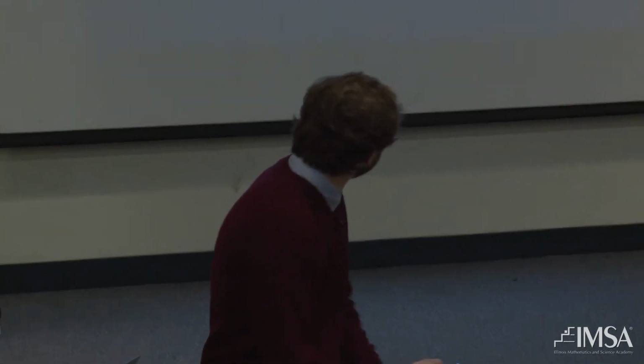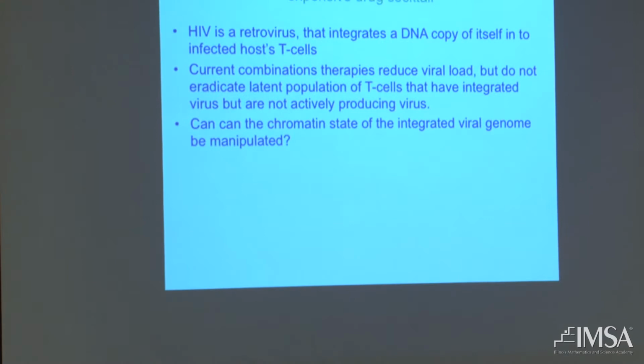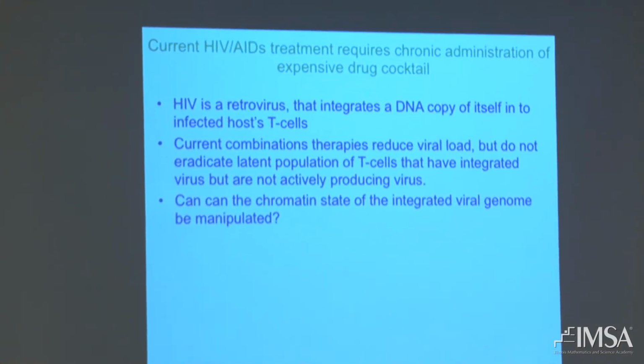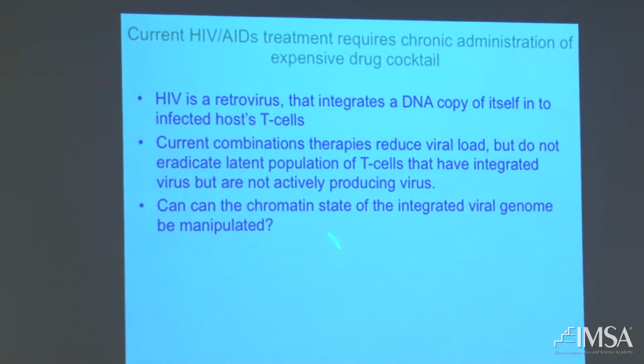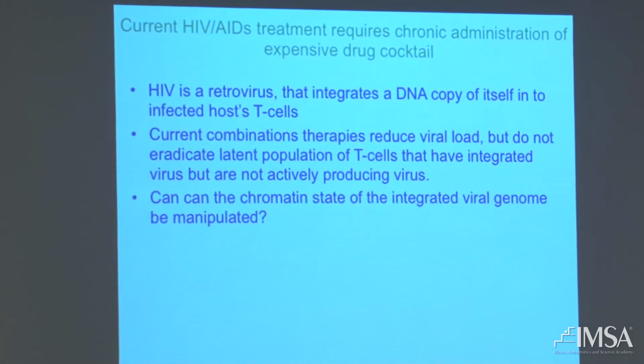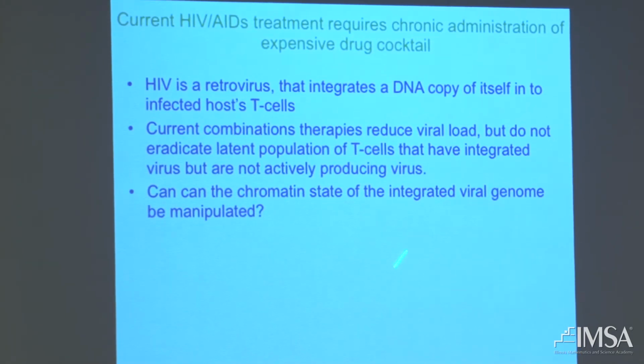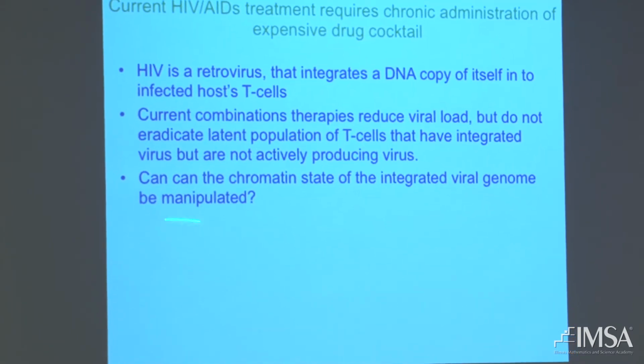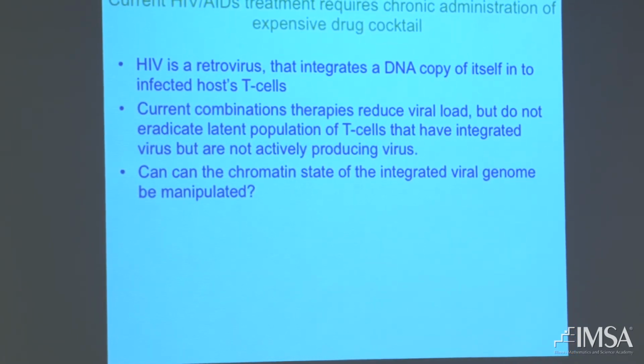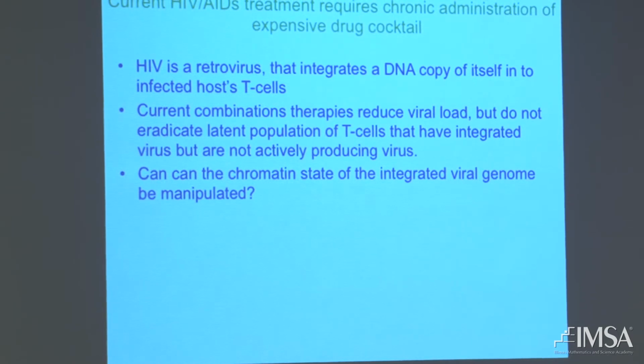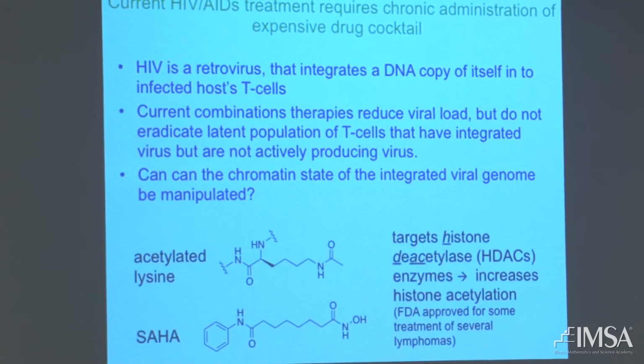So to cure it, you need to both continue administering the cocktail of drugs, but you also need to, in some way, make the latent virus pop out of the genome and become active again. So is there a way that we can manipulate the chromatin state of infected patients? In particular, a way that the integrated viral genomes could be manipulated so that they become no longer latent. They become active and are thus treatable.